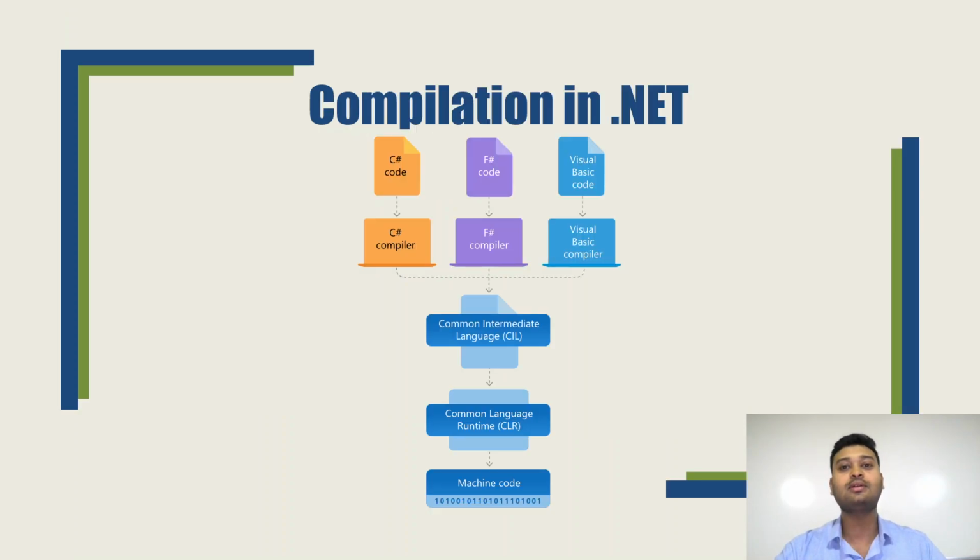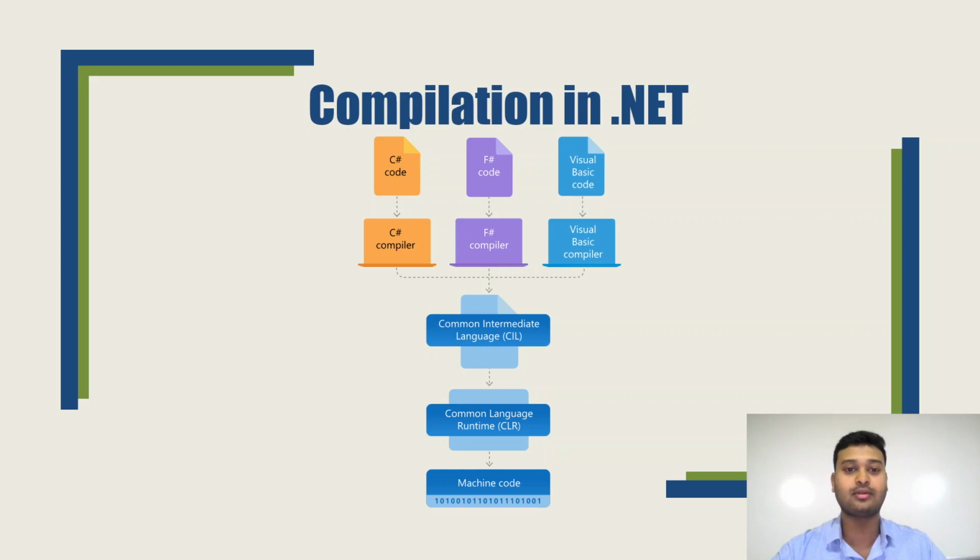Then how is the compilation of these languages done in .NET? As you can see, we have C sharp code here, F sharp code here, and Visual Basic code here. For all these different languages, we will need the compilers of these languages.